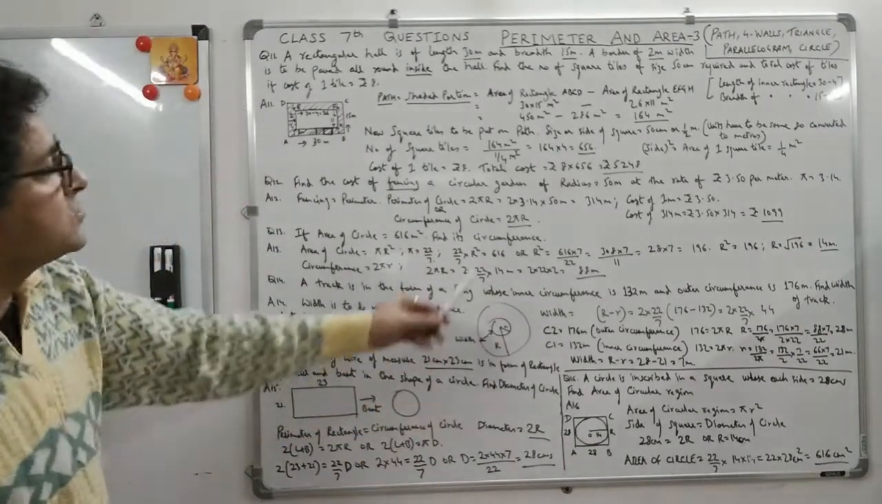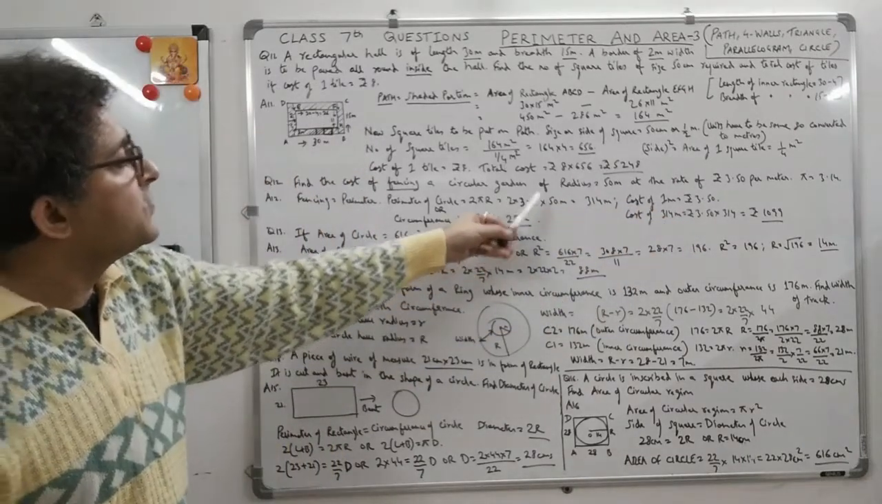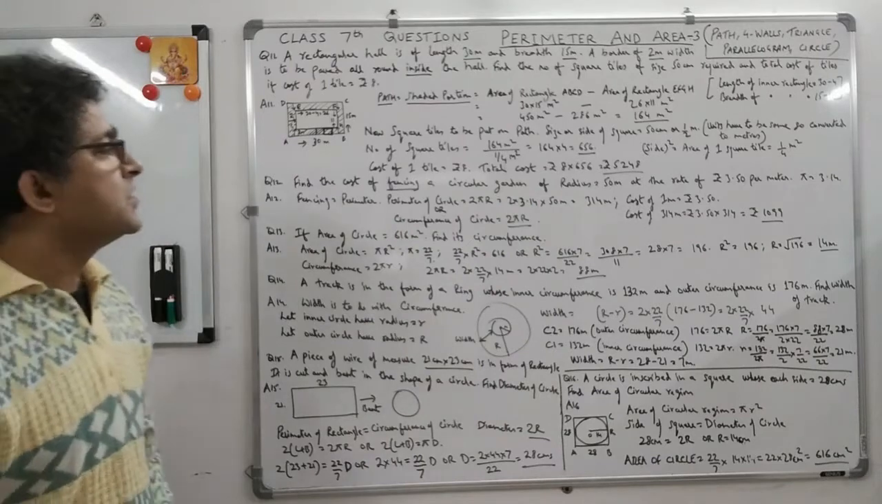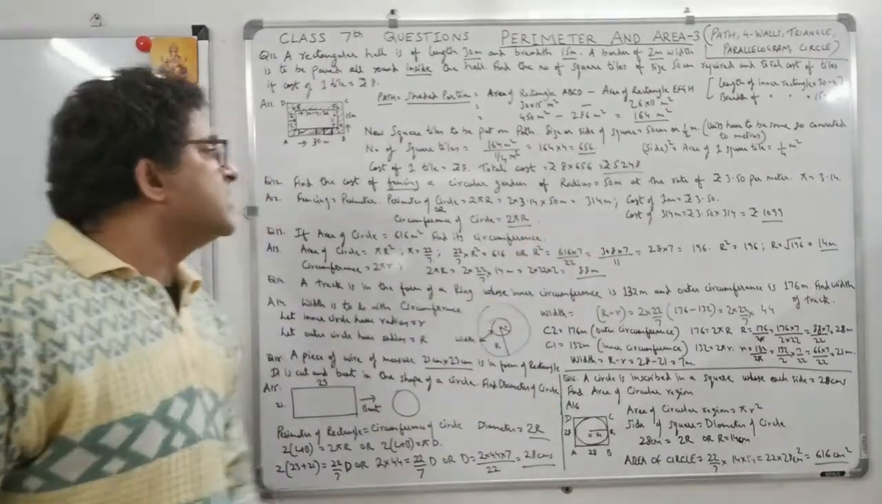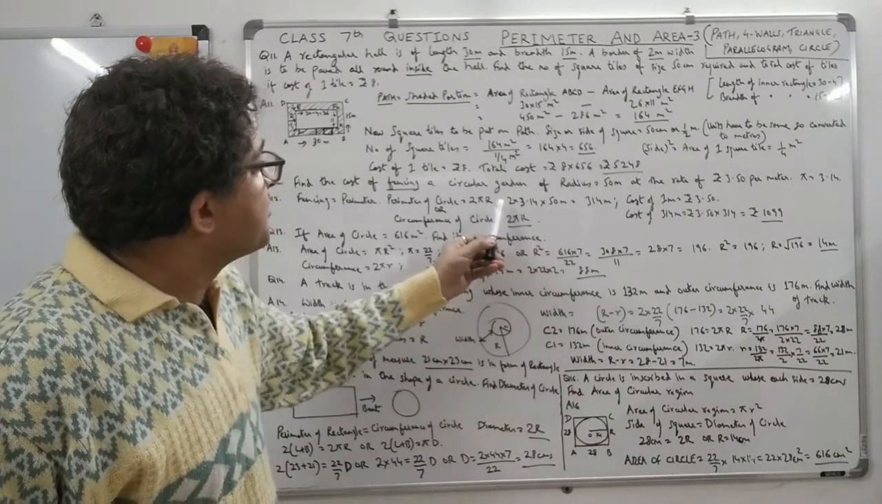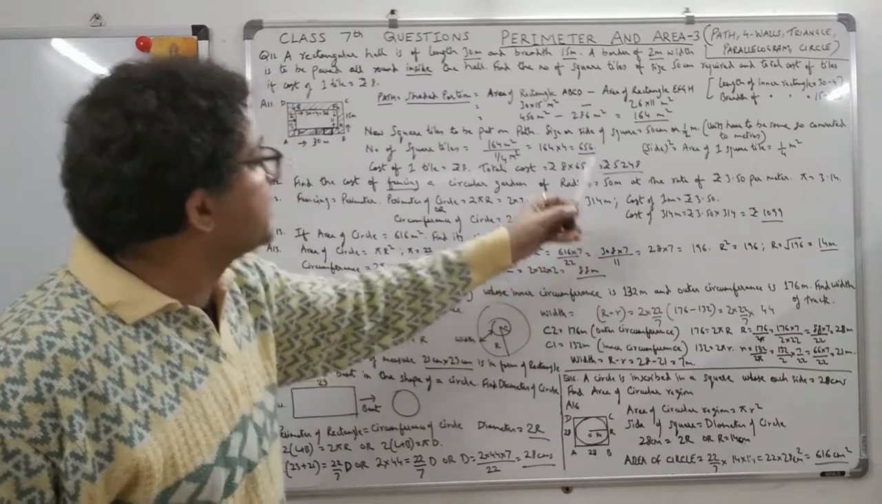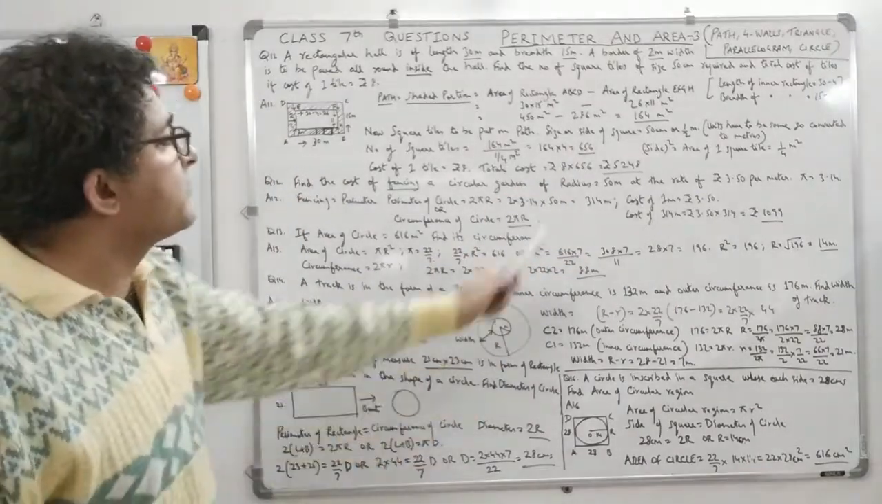So 2 pi r is 2 into pi, which is 3.14 given, 2 into 3.14 into 50 meter. 50 meter is radius. It is given to you, right? Radius is 50 meter, right? So this is 2 into 3.14 into 50. 50 into 2 is 100. So 100 into 3.14 is 314 meter. So this is the perimeter. Perimeter of the circle is 314 meters.